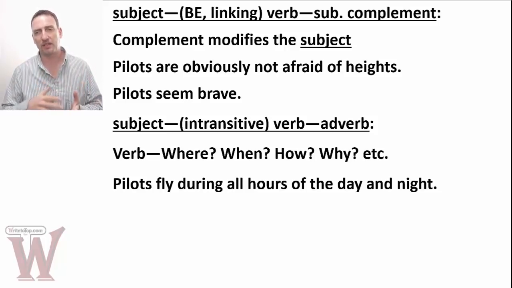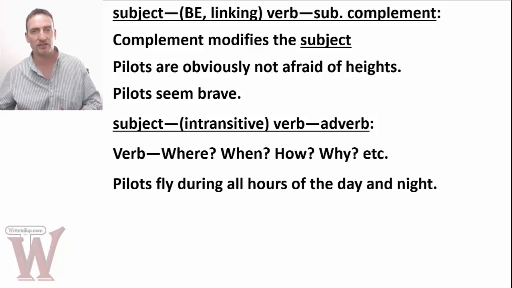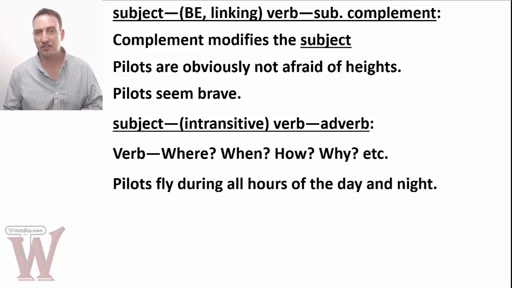Subjects can be all types of things. Complements can be all types of things. Objects can be all types of things. Nouns, noun phrases, compound nouns, noun clauses, infinitives, prepositional phrases, all types of things can be subjects and objects. So make sure you watch that video to understand.